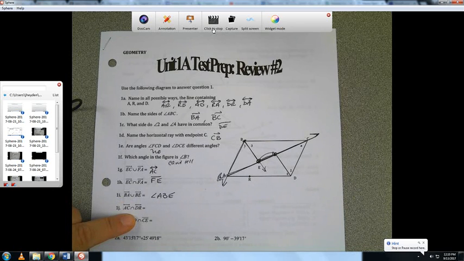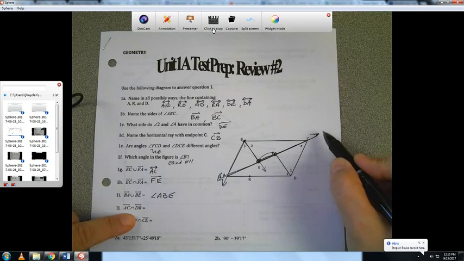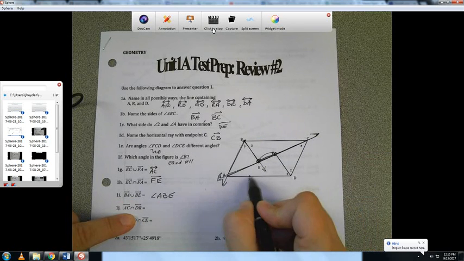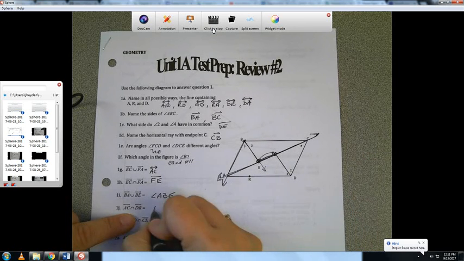Line AC and line DR. Even though it is called line DR, since it's a line, it goes forever, which means it does intersect at point A.